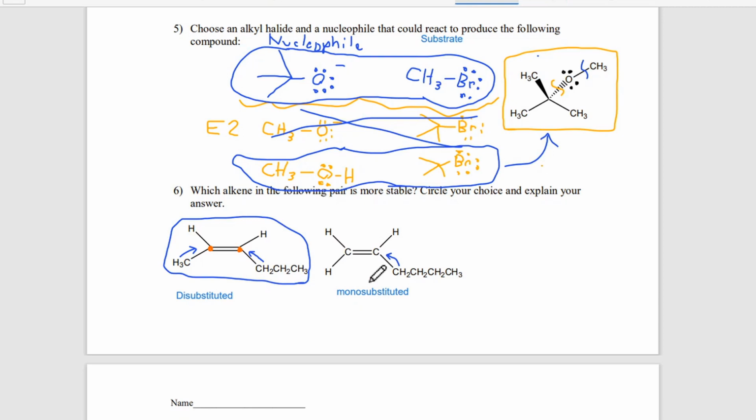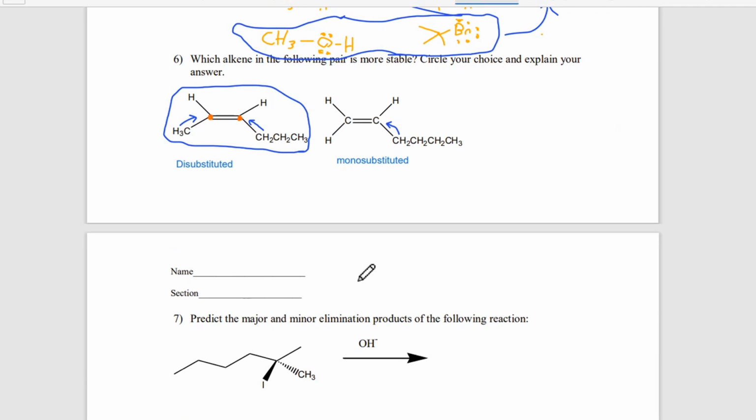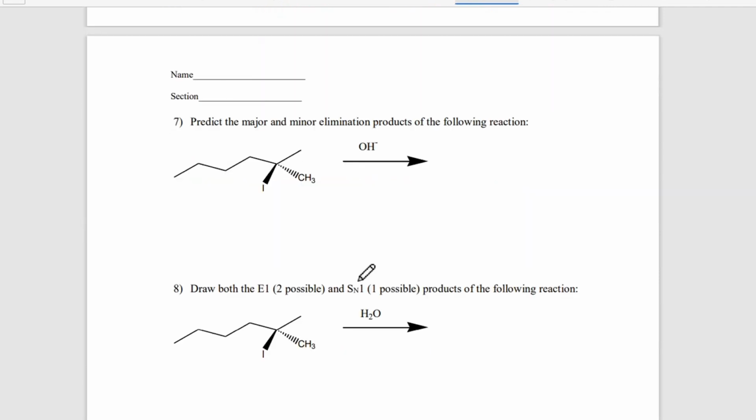I know that's a lot. Okay, cool. Now this is a fun one too. It says, predict the major and minor elimination products of the following reaction. It kind of gives it away and tells you that it's elimination. But if it did not tell you, if it just said predict the major and minor products of this reaction, how could you tell that this would have elimination and not substitution?